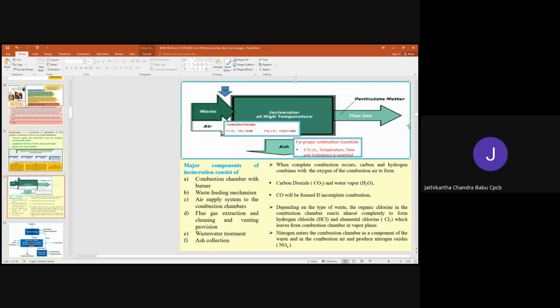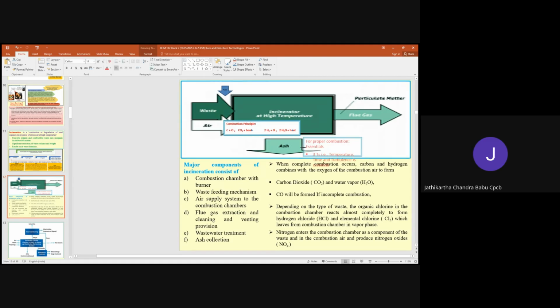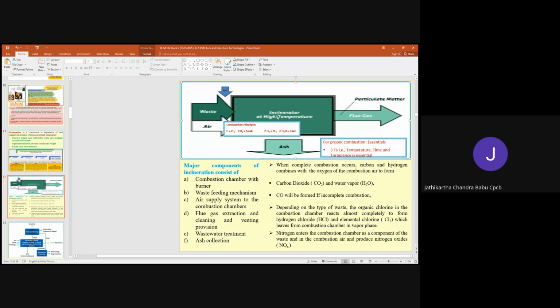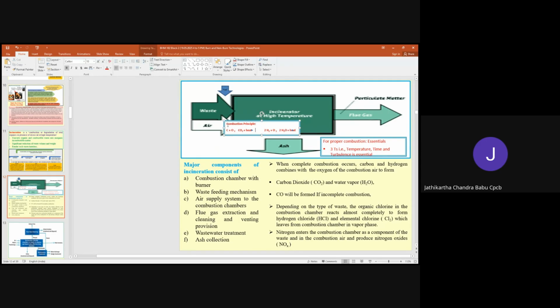Now, this is what you have to understand easily. If you see the combustion process, this is the combustion chamber, which contains a primary chamber and a secondary chamber. There should be two parts in this: one is the primary chamber and the other is the secondary chamber. Here we give the input of waste. We charge waste into the primary chamber. Apart from that, fuel as well as air is circulated in the primary chamber.